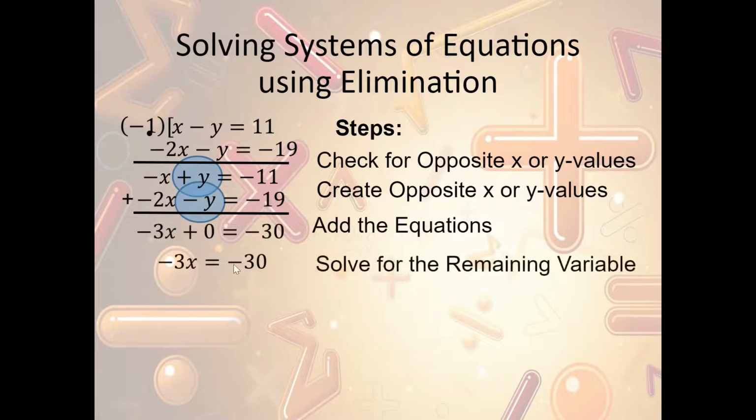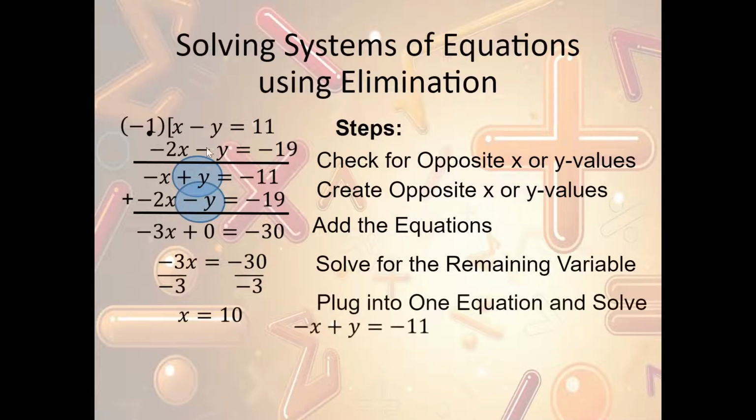Now we just solve. So we divide both sides by negative 3. And we get x is equal to negative 30 divided by negative 3 is positive 10. So there's our x value. Now we're going to plug that in to one of the equations and solve for the y value.